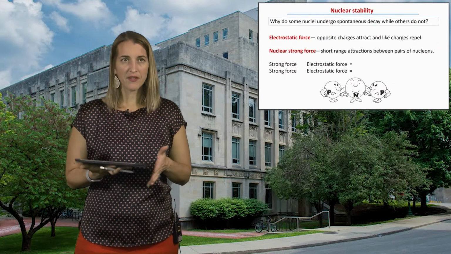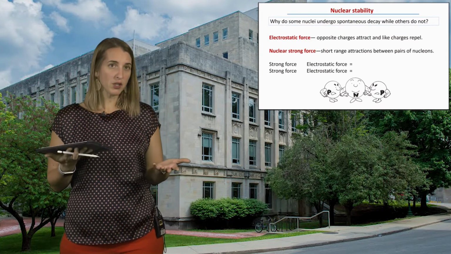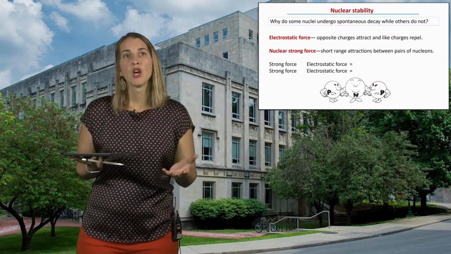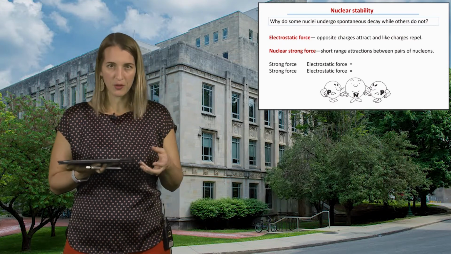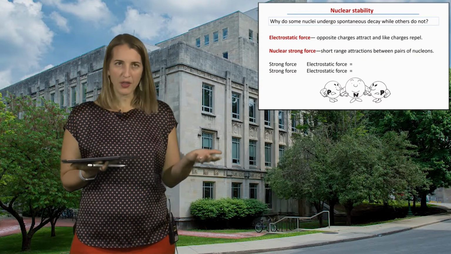All right, in this video we're going to be looking, in the chapter of nuclear chemistry, a little bit more at stable nuclei and what makes a nucleus stable and what's actually holding the nucleus together. So that's where we're going, and we're going to have to talk about a couple different forces at play. And our question is, why do some nuclei undergo spontaneous decay while others don't?